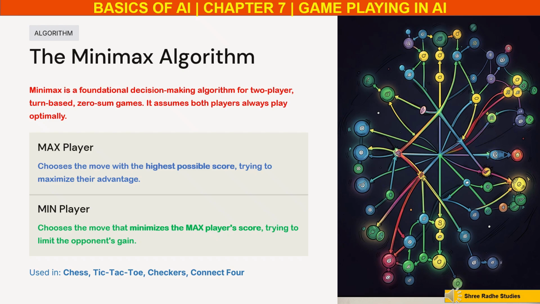There are two players involved. The max player always tries to maximize the score and select the best possible move. The min player tries to reduce the max player's advantage by choosing moves that minimize the score, by continuously considering both players' best decisions. The algorithm eventually finds the optimal move. This algorithm is commonly used in chess, tic-tac-toe, checkers, and Connect 4.